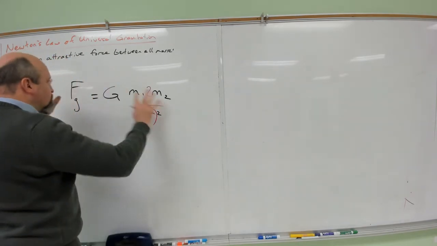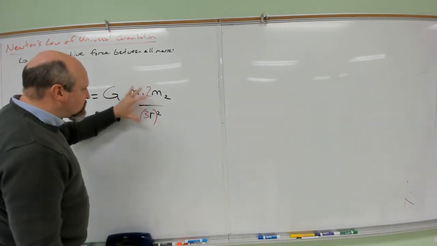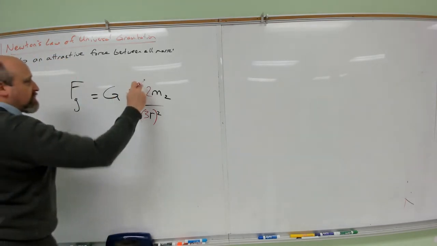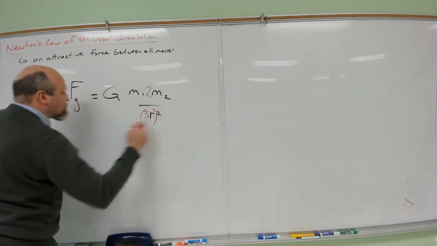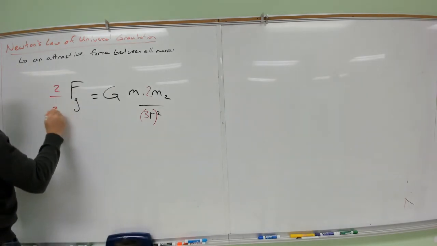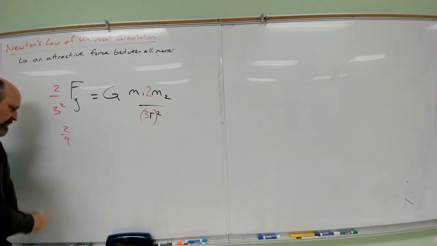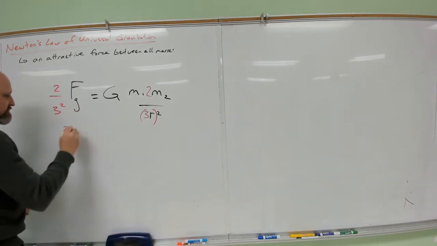So to keep the two sides of the equation equal, if I make these changes here, I have to make the same changes on the other side. So I'm going to have a 2 on top and a 3 squared on bottom. And you say, hey, that'll be 2/9 what the original force was.